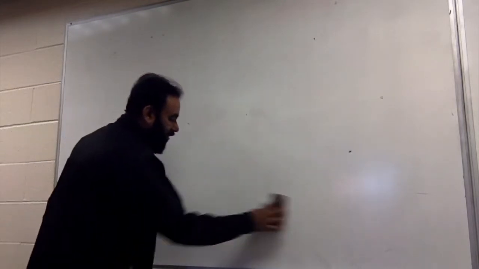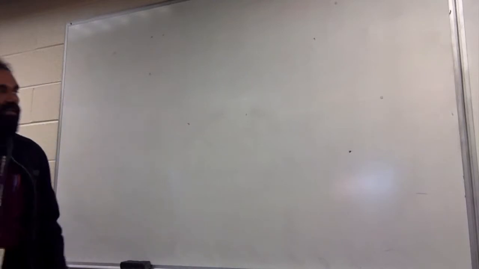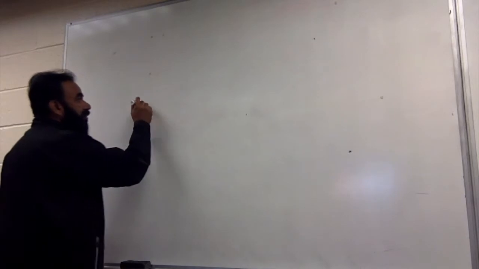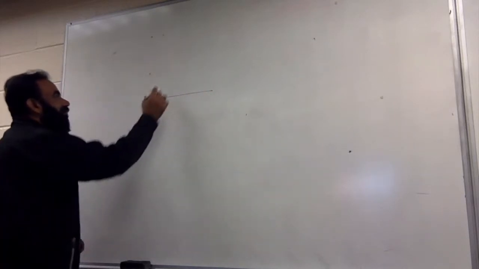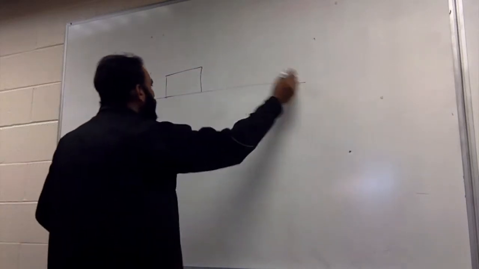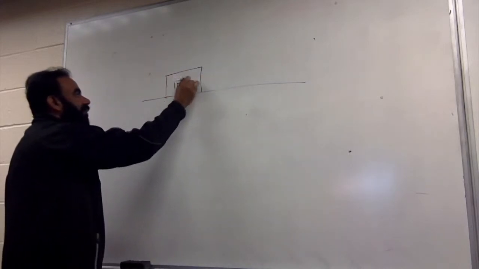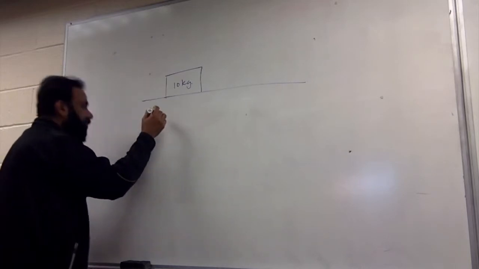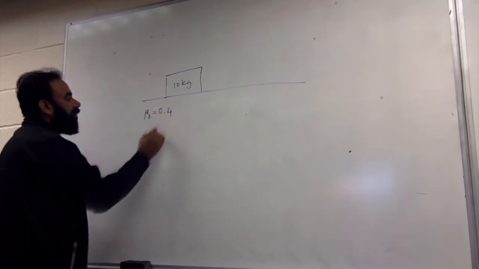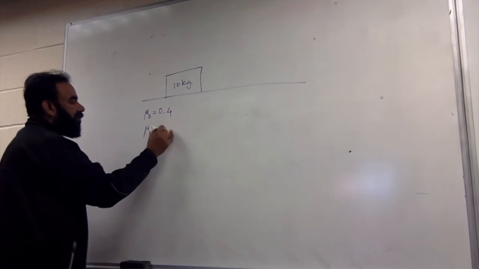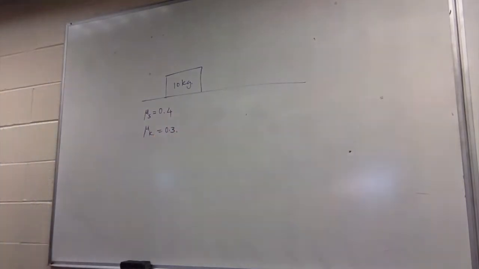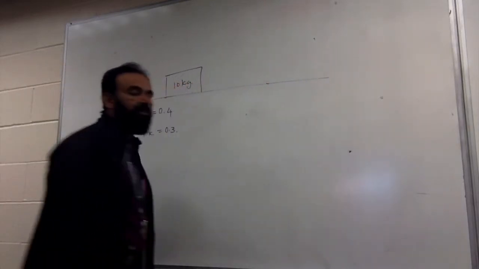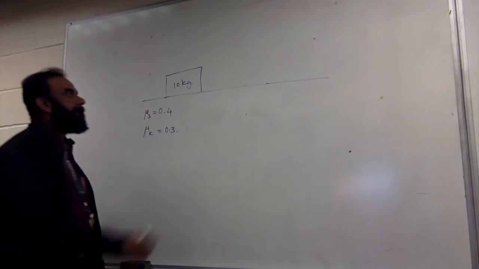Now when we apply these things to problems, that's when you should be careful. Let me give you a simple problem on friction right now before we go ahead. Let's say this is an object of mass 10 kilograms sitting on a surface whose coefficient of static friction is 0.4 and the coefficient of kinetic friction is 0.3. And it's a horizontal surface. And the problem goes like this.